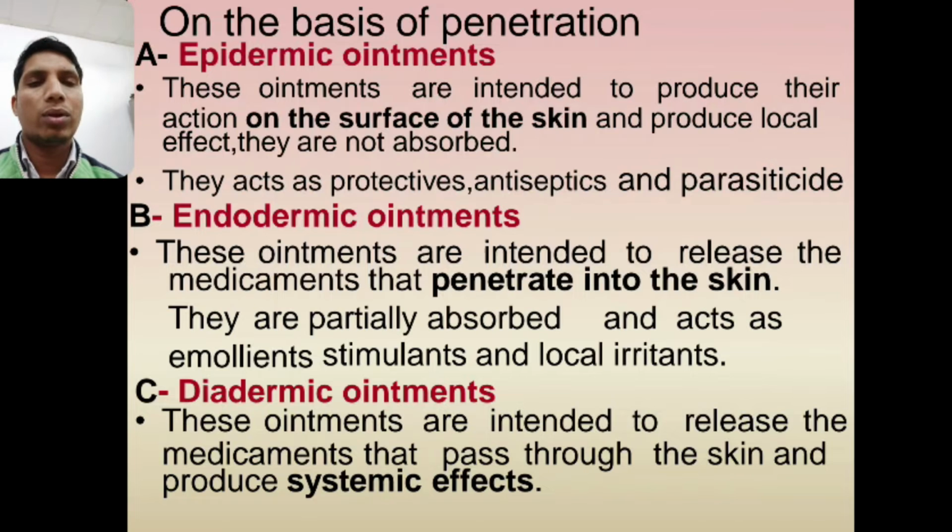Some part, maybe 5% or 10%, may go to the systemic circulation or blood. Third is the diadermic ointments. These ointments are intended to release the medicaments that pass through the skin and produce a systemic effect. All or most of the ointment or medicine is absorbed into the skin and goes to the systemic circulation in blood, and is released through hepatic or first pass metabolism. They are for local effect as well as systemic effect.